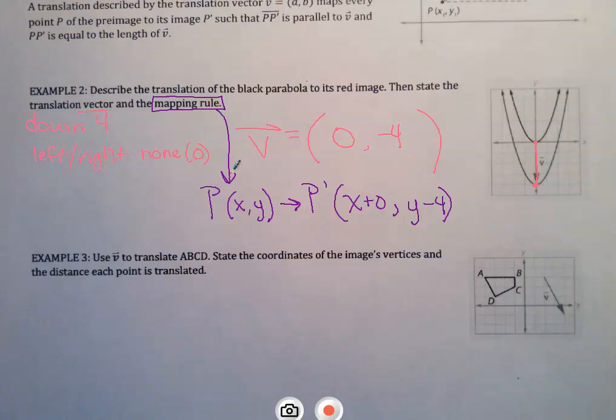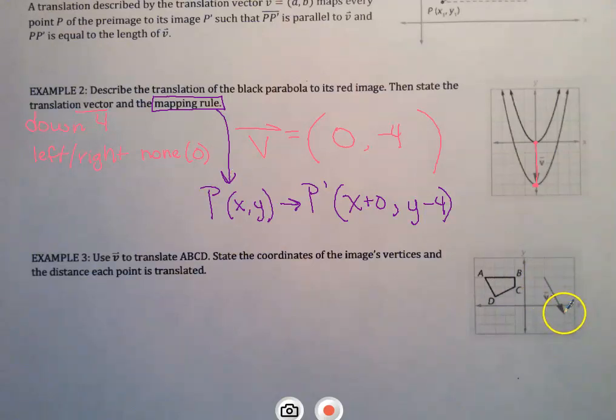Example 3 then says use vector v to translate ABCD. State the coordinates of the image's vertices and the distance each point is translated. And so you might be thinking, this is a diagonal line. How on earth do I know how to translate it? We do the slope, but it's not down 1, right 2. It's down 2, right 1.